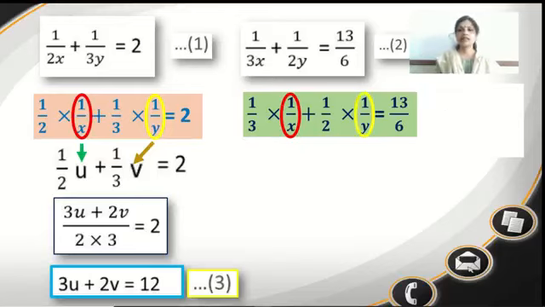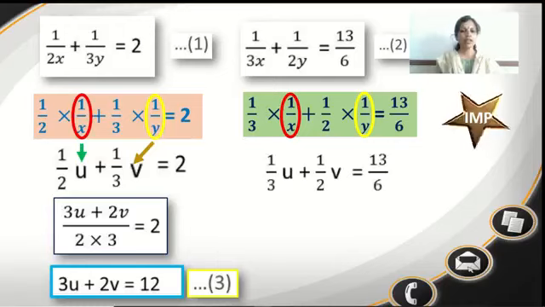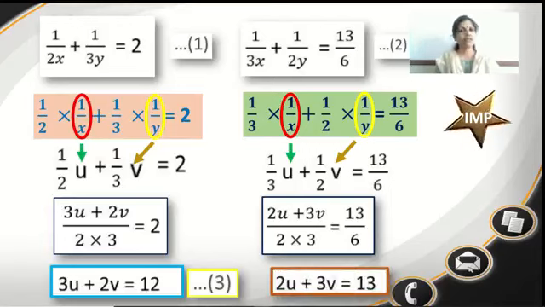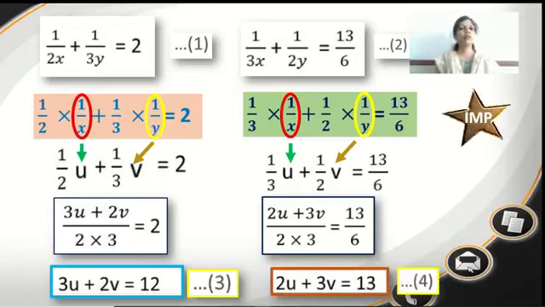And as I said children, this is the most important step of our sum. What you are substituting in place of 1 upon x and 1 upon y, you should be very careful when you substitute that. So this equation will become 1 by 3u plus 1 upon 2v is equal to 13 upon 6. So we have taken 1 upon x as u and 1 upon y as v. So now we get 2u plus 3v upon 6 is equal to 13 upon 6. We have cross multiplied and solving it. So you get the equation as 2u plus 3v is equal to 13, and we will call this as our equation 4.